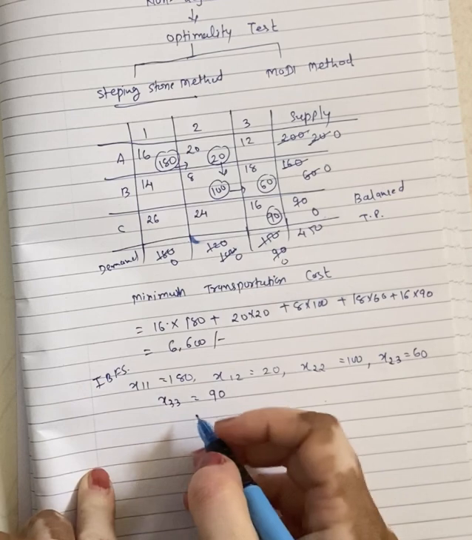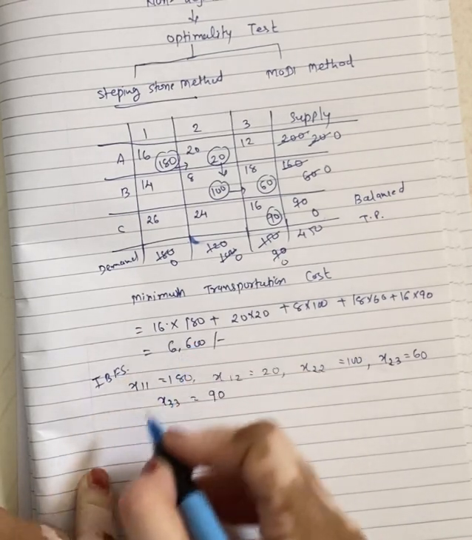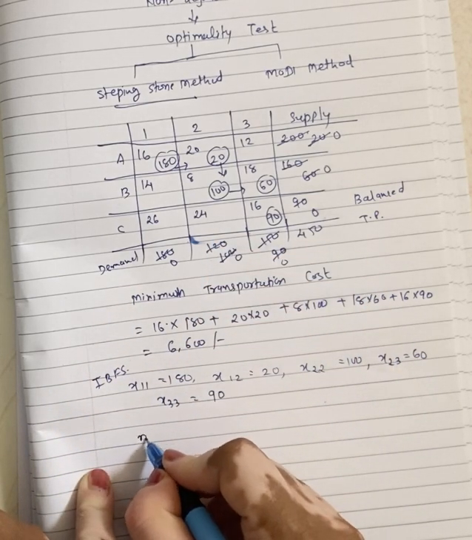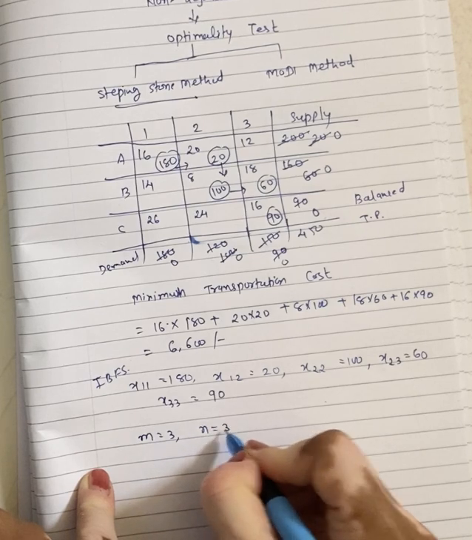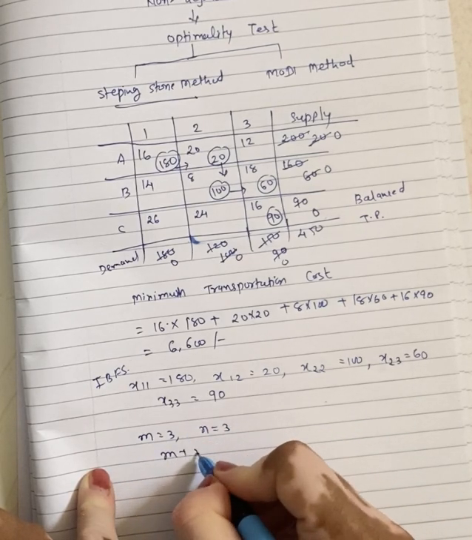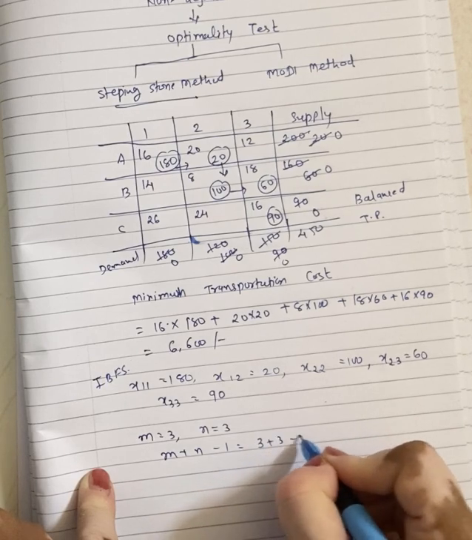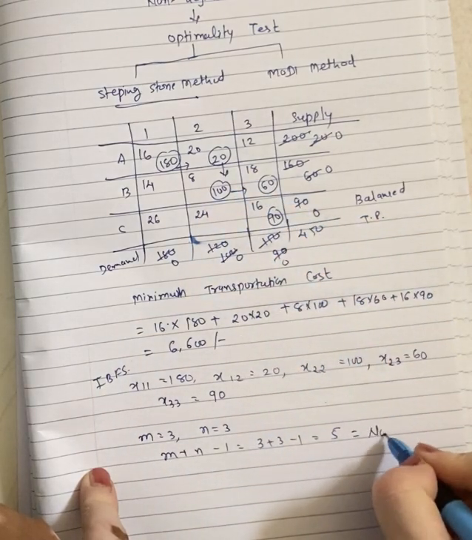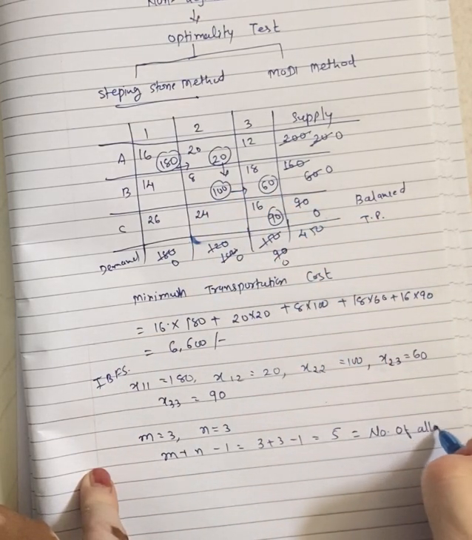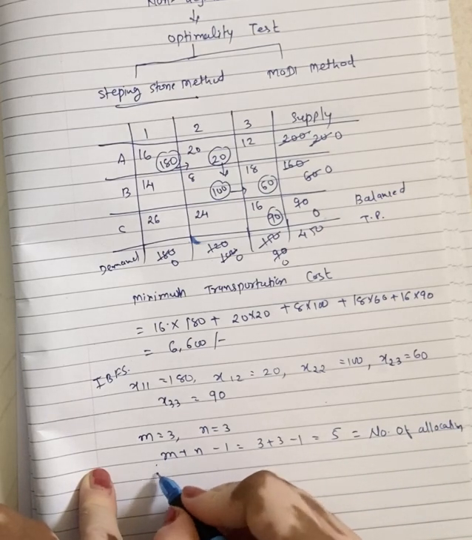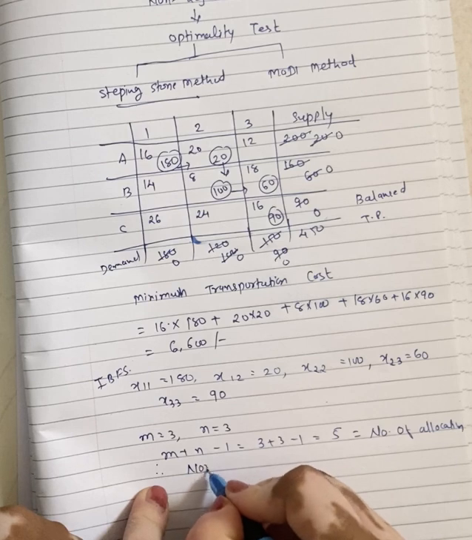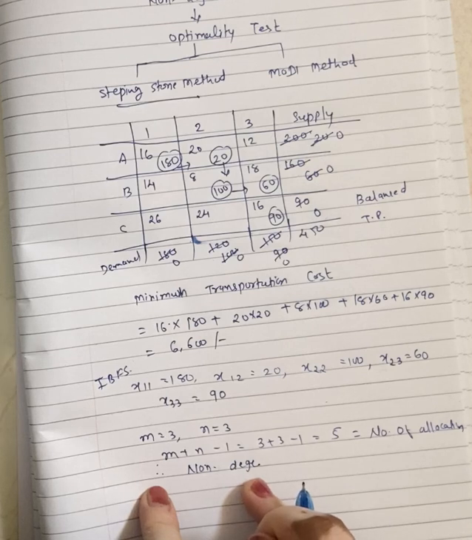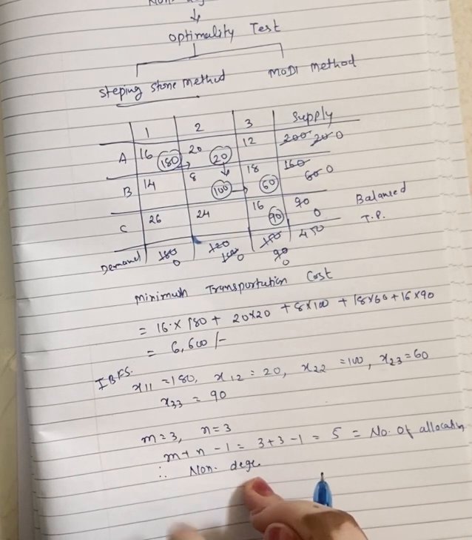Now we have to check whether it is degenerate or non-degenerate. The total number of rows m is equal to 3, the total number of columns n is equal to 3. Now we check m plus n minus 1. So 3 plus 3 minus 1 is equal to 5, and the number of allocations are 1, 2, 3, 4, 5, which is equal to the number of allocations. Therefore, the given solution is non-degenerate. So we go through the optimality test.